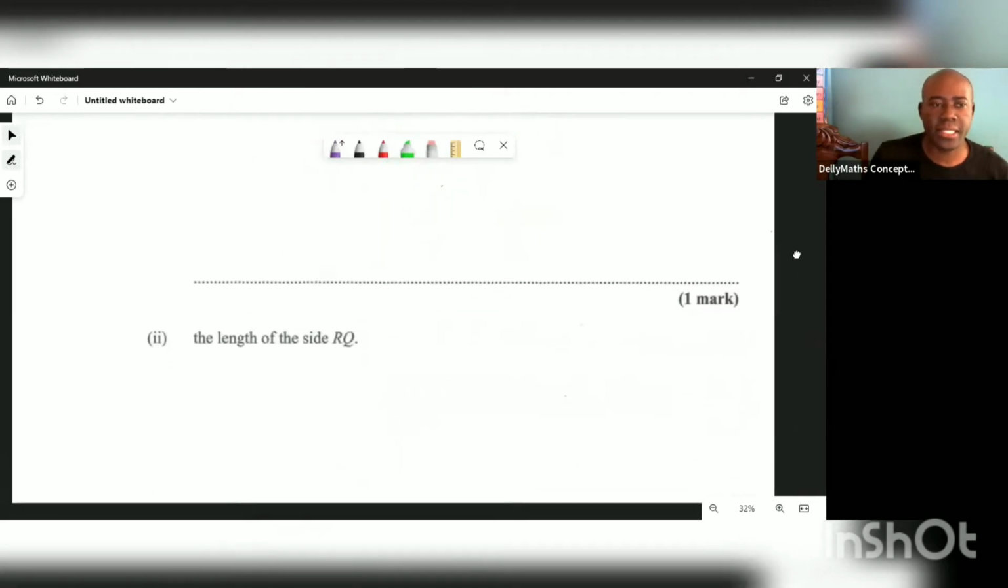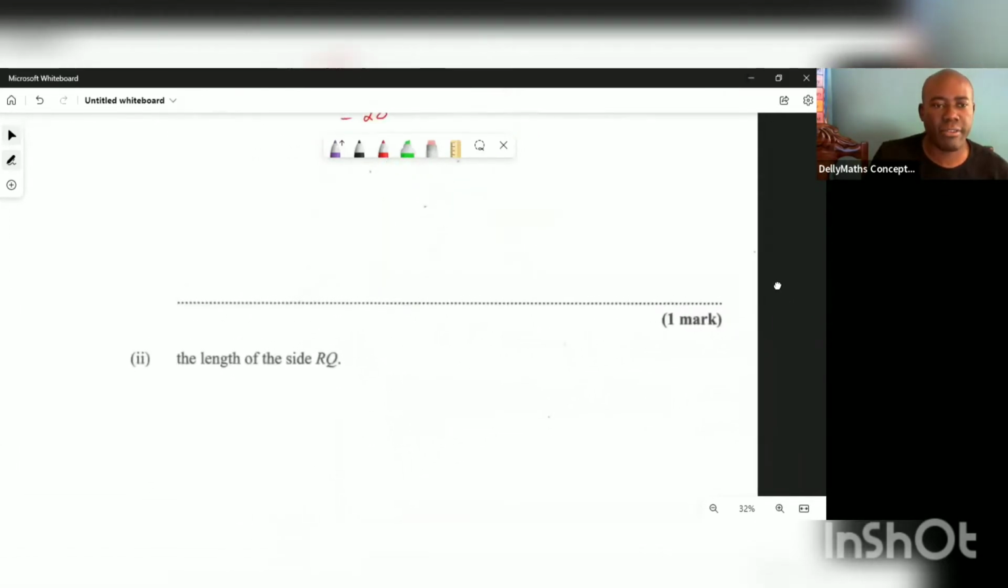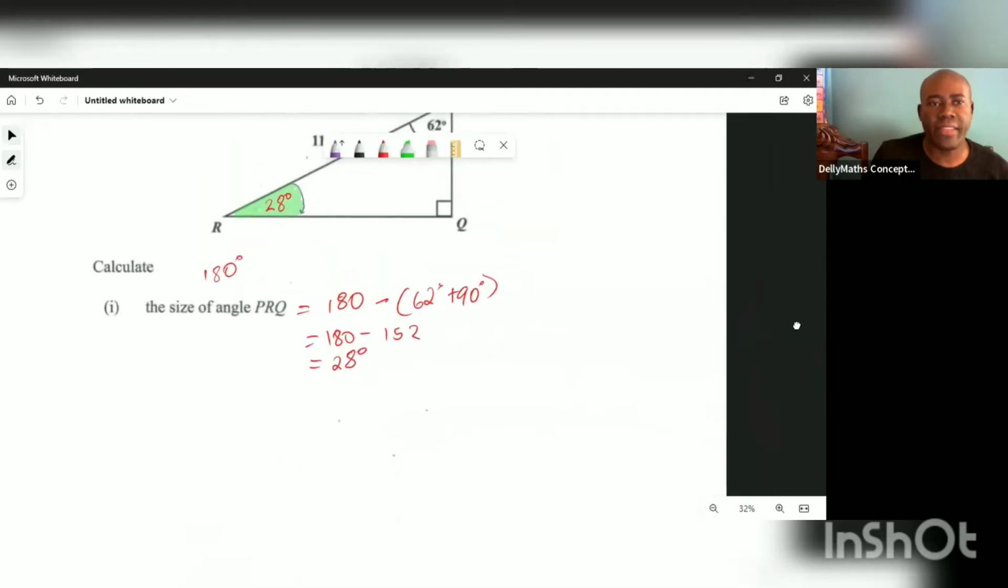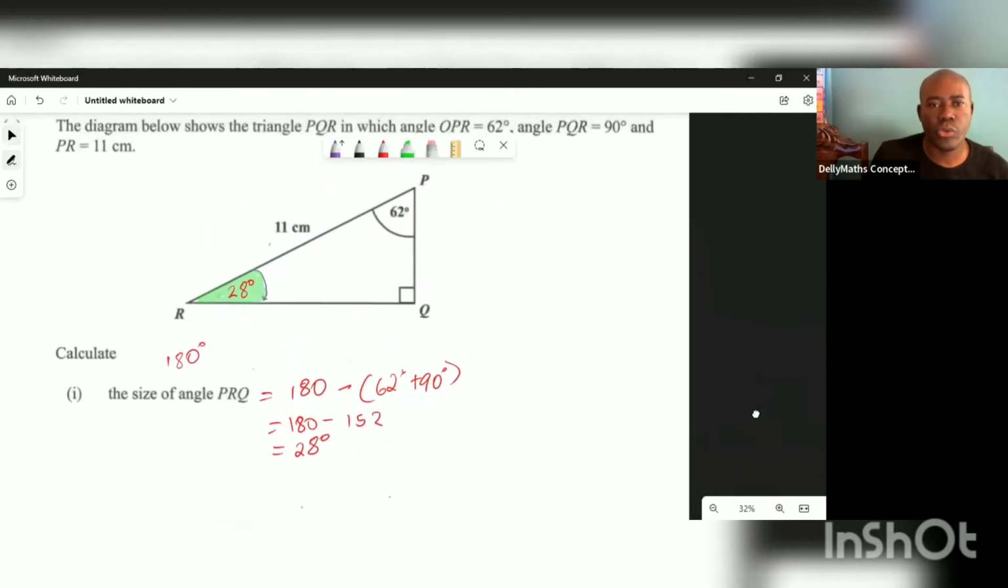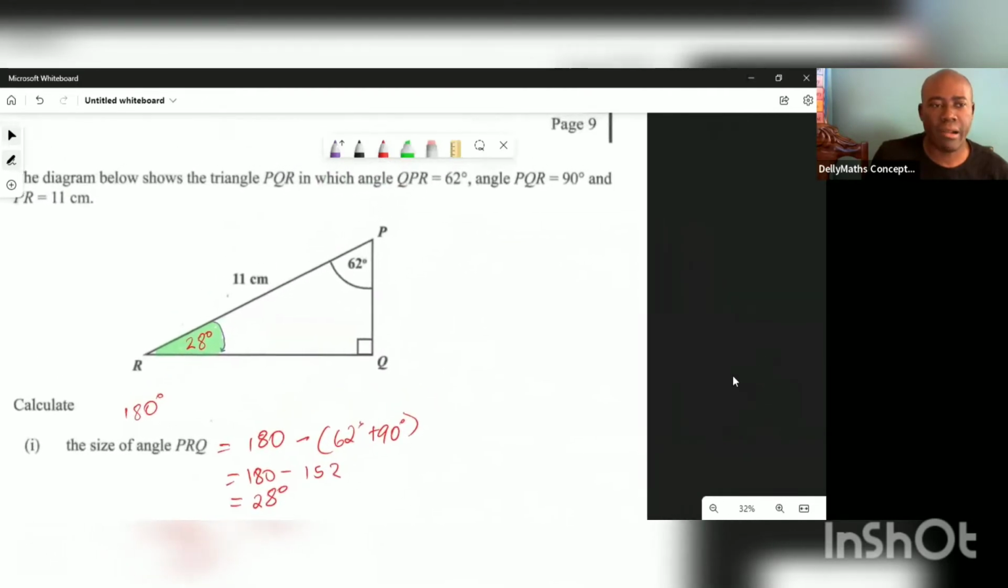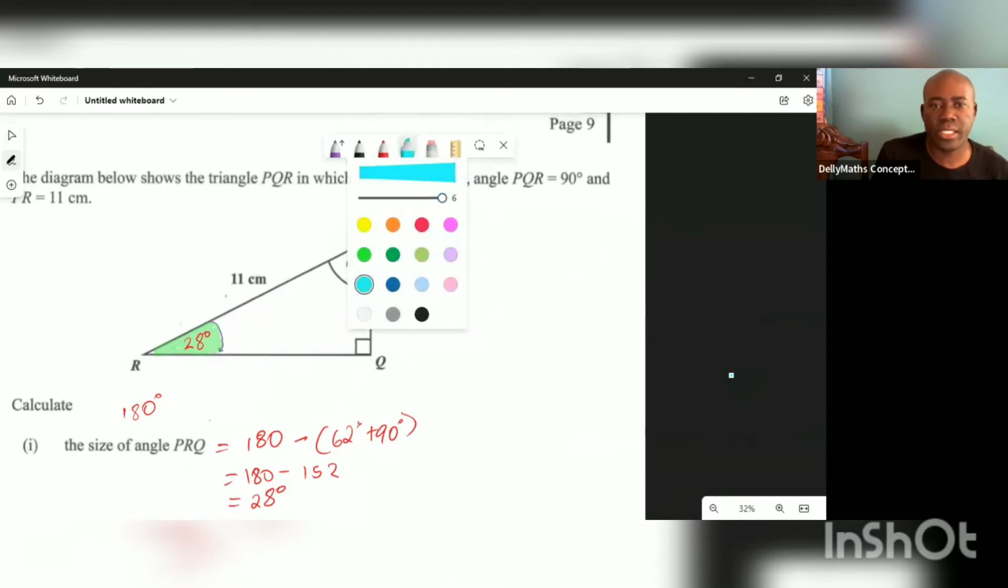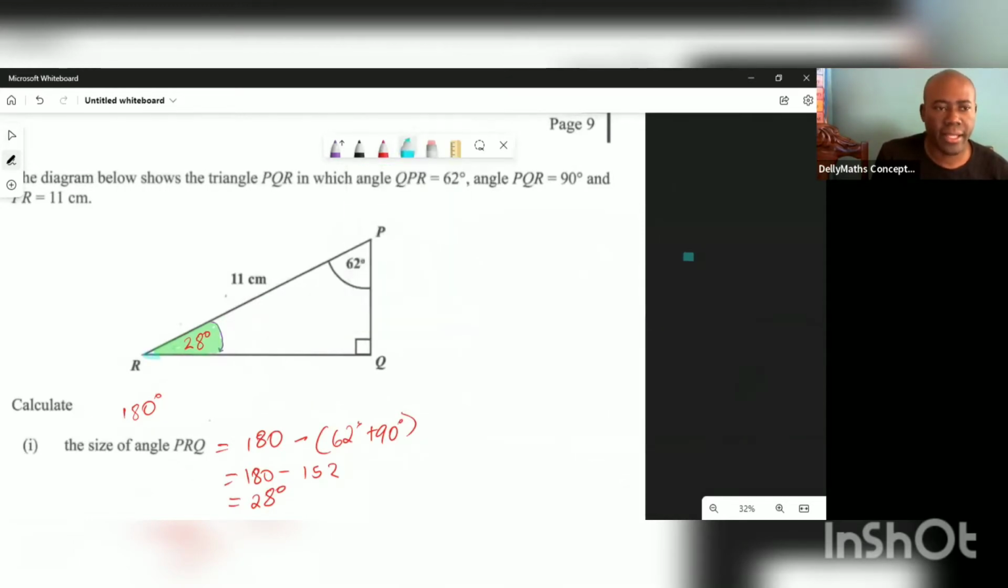Now the next question says the length of the side RQ. So we want to find the length of RQ. So we could put the length to the side here, RQ. We want to find the length of RQ. So let me identify the side that we want to find. We want to find this side, RQ.